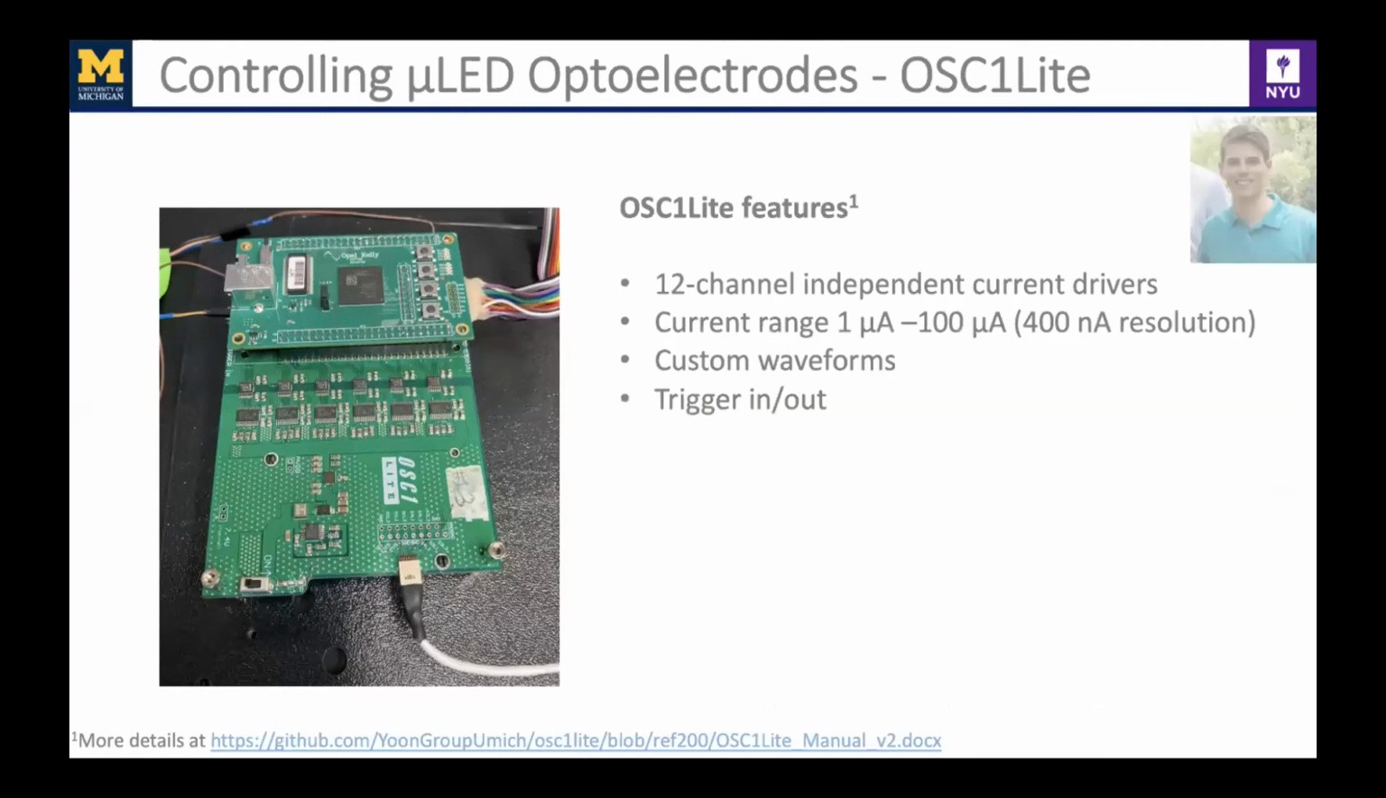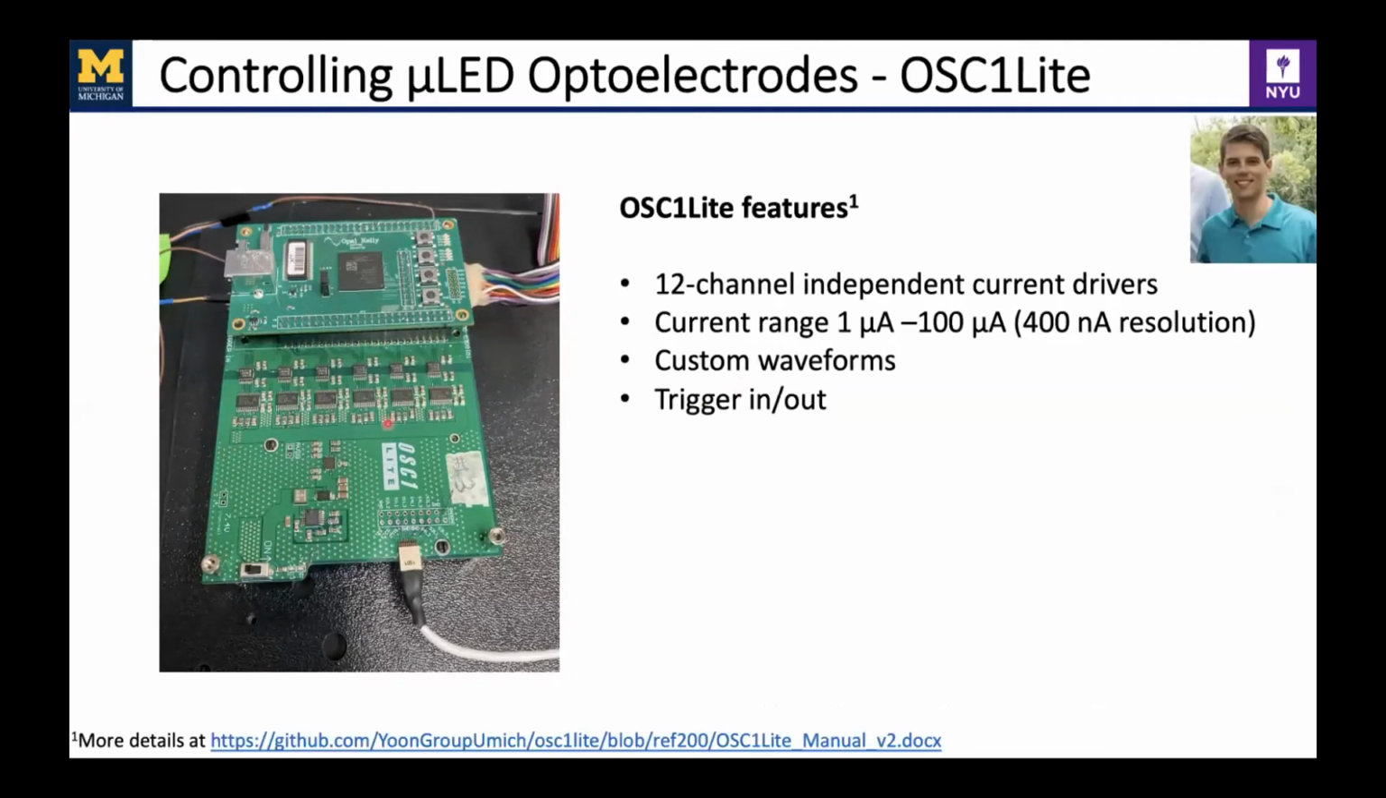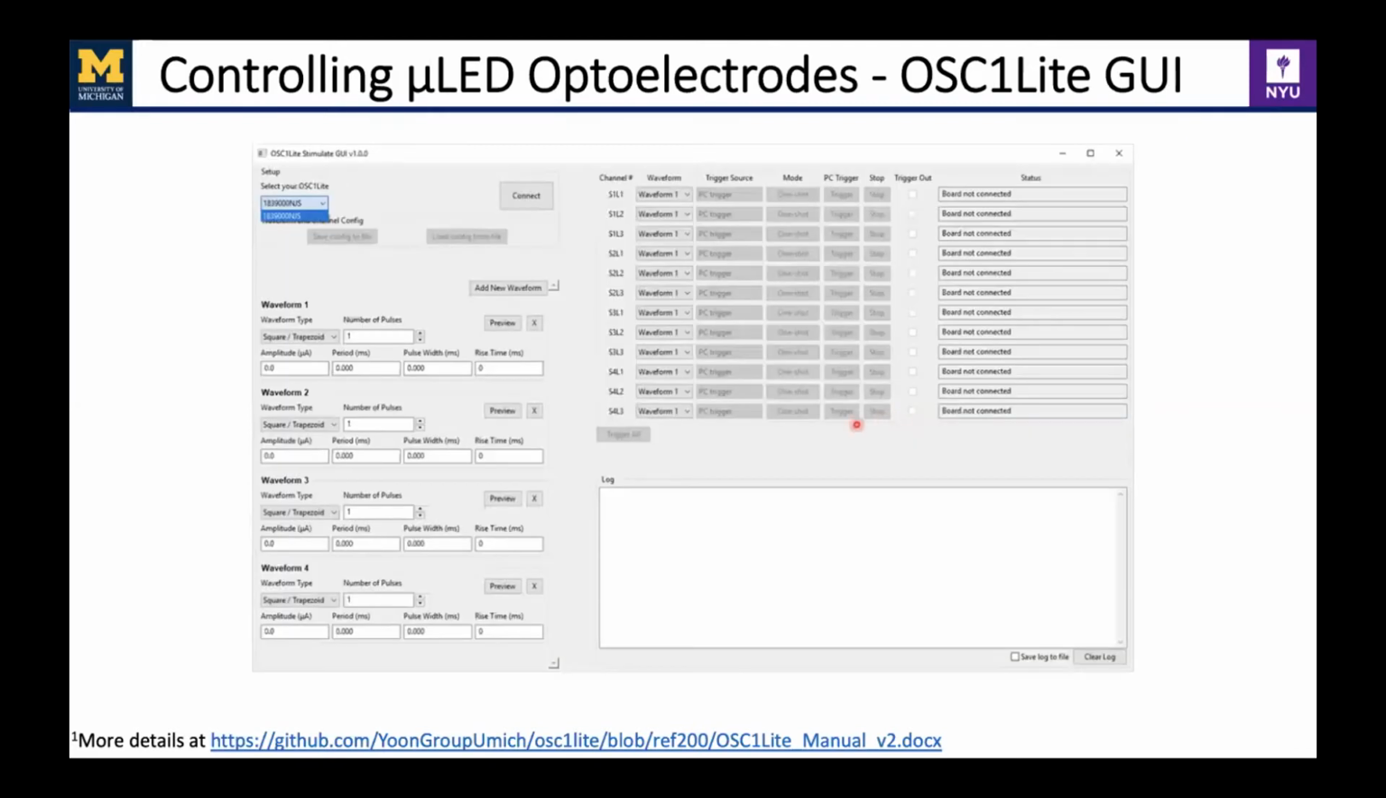Some features of this OSC1 light controlling box, which was mainly developed by NED, shown here: it's a 12-channel independent current driver, and it can provide 1 to 100 microampere currents. It can provide custom waveforms, and it has trigger in and output options. It also has its own GUI, which is perfect for the simplest applications. But if you want to do more complicated stimulation patterns, you can just write your own code and upload it, and then you don't have to use this GUI.